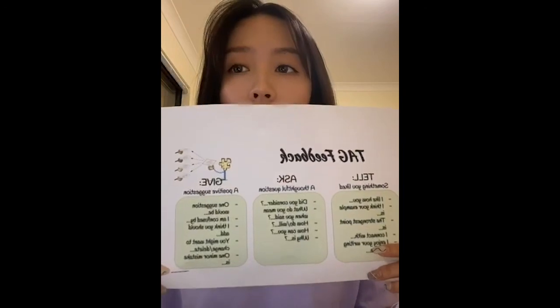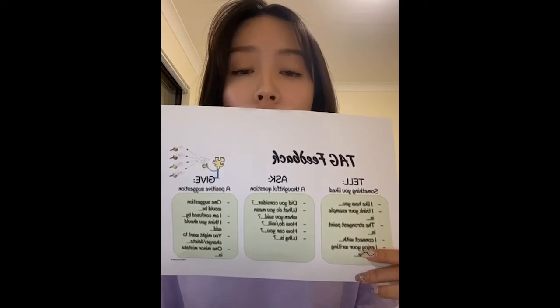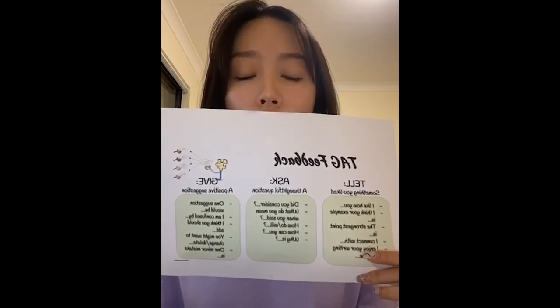In order to help students revise and refine their text, I will also use this material during the revision stage. It will help students collect more useful and positive feedback from their peers. From this picture, we can know the tell means you need to tell something you like and ask, like you can ask a question. And the give means you can give some positive suggestions that students can make better in the further stage. And students can also get some feedback from the educator.